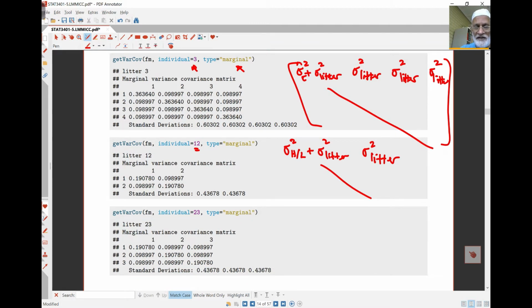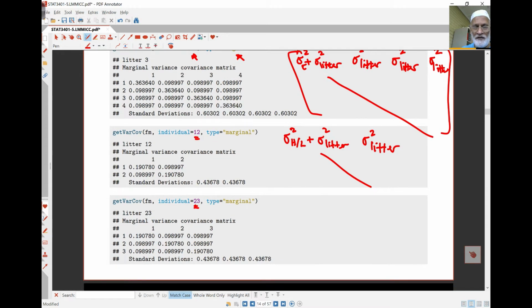This next matrix here is for litter number 23, which has 3 pups. And because this is just an extension from 2 to 3, but it still has the same high-low treatment structure, this matrix is the same as this matrix here, except a bit bigger. So the diagonal is the same, and the off diagonal is the same as well. You can do this for every litter you have, and you'll find the same structure will appear: those that have control structure will have this structure here, either smaller or bigger, or those that have the high-low structure will have this structure here, just smaller or bigger.